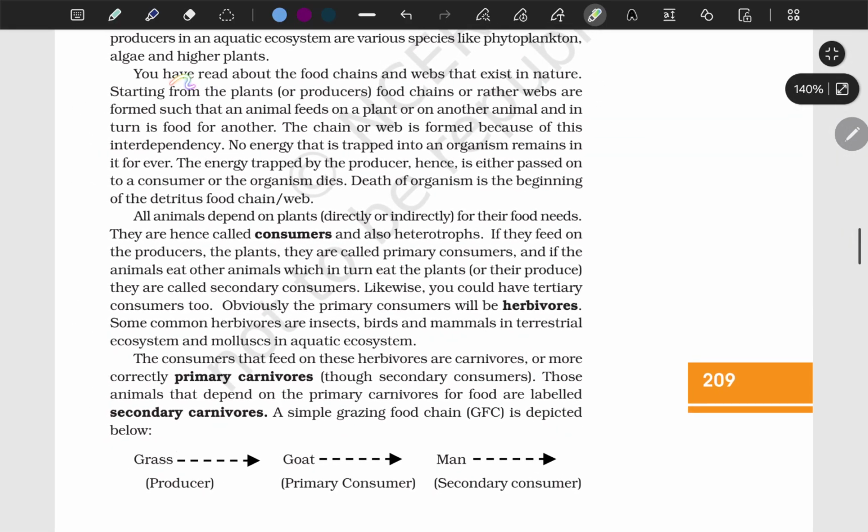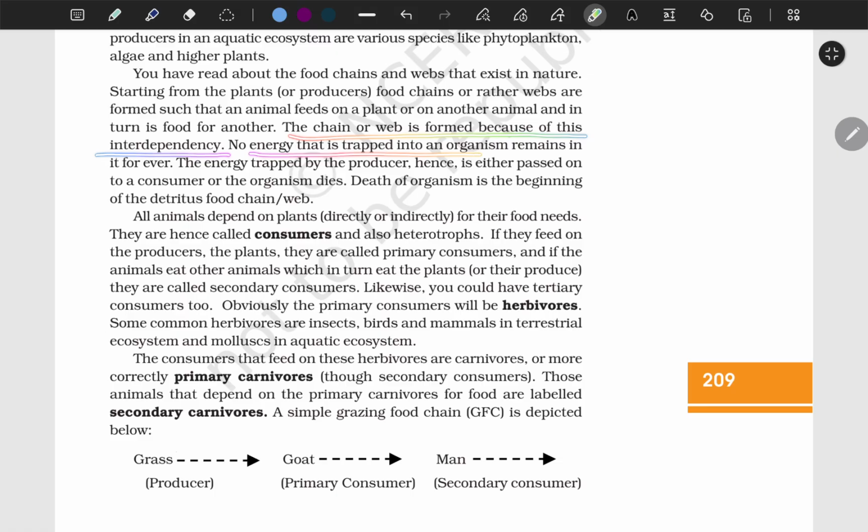You have read about the food chains and the food webs that exist in nature. Starting from the plants or producers, food chains or rather food webs are formed, such as an animal feeds on a plant or another animal, and in turn is food for another. The chain or the web is formed because of their interdependency.